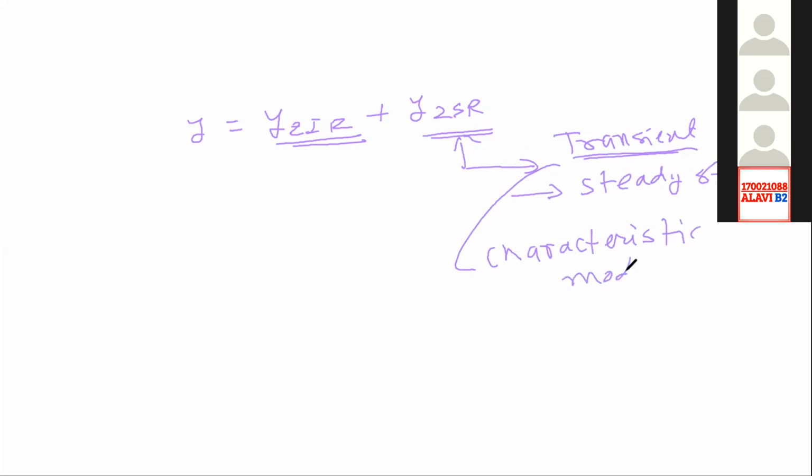Characteristic mode, okay, that will result from the parameter of your system. In a first order system, that characteristic mode is synonymously called time constant.